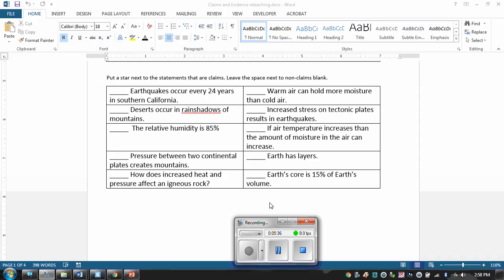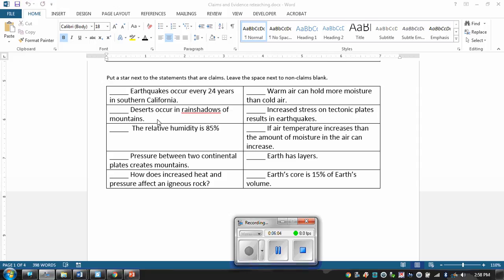So in this first column over here on the side, earthquakes occur every 24 years in Southern California. Well, our first hint in this one is that it has a number in it. If it has a number, it's not a claim. If that had been a different type of statement, earthquakes occur frequently in Southern California because of fault lines, that would have been a claim. But because it says a specific number, this is data. This is not a claim.